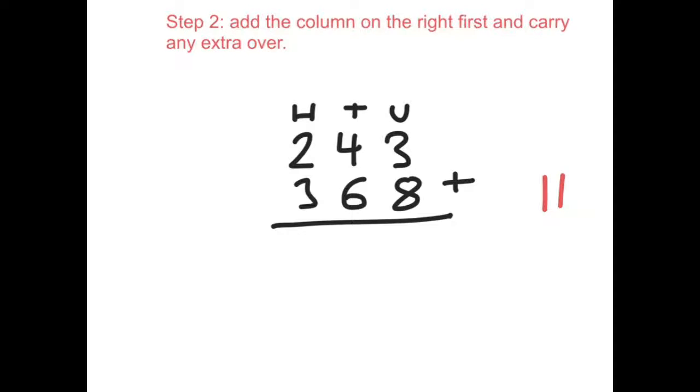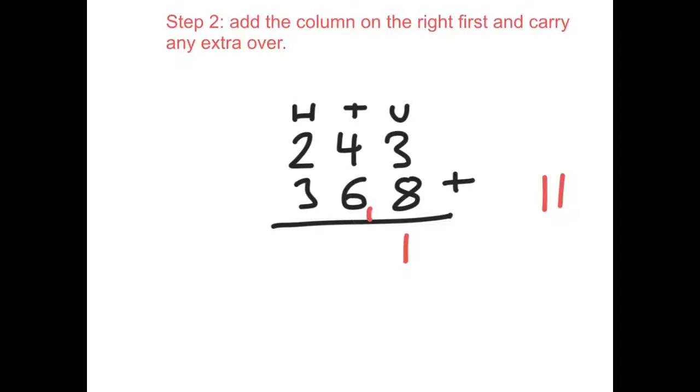Now, you might remember from some of the previous videos that 11 actually only has 1 unit. But what do we do with the 10? Well, as it says in this step, we have to carry any extra over. So I'm going to carry over the 10 to the tens column like this. That's just there as a reminder to remember to add on the extra 10.